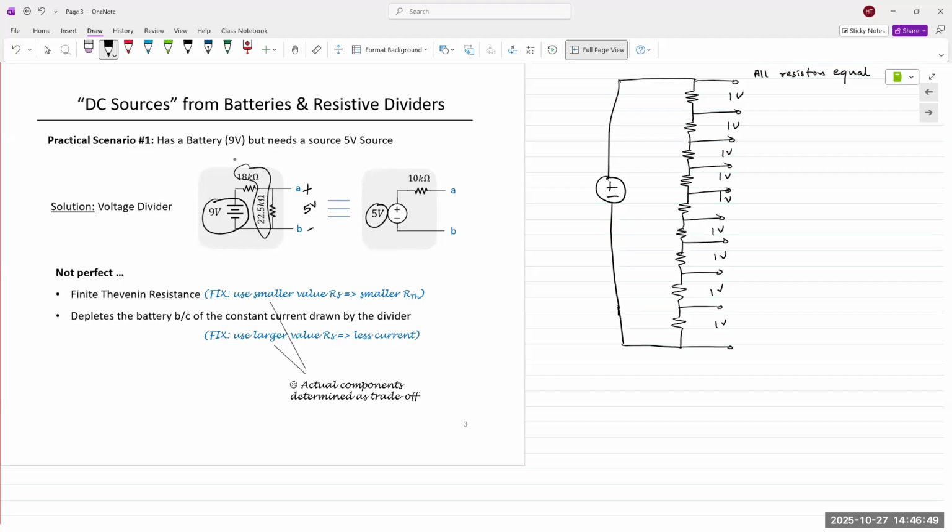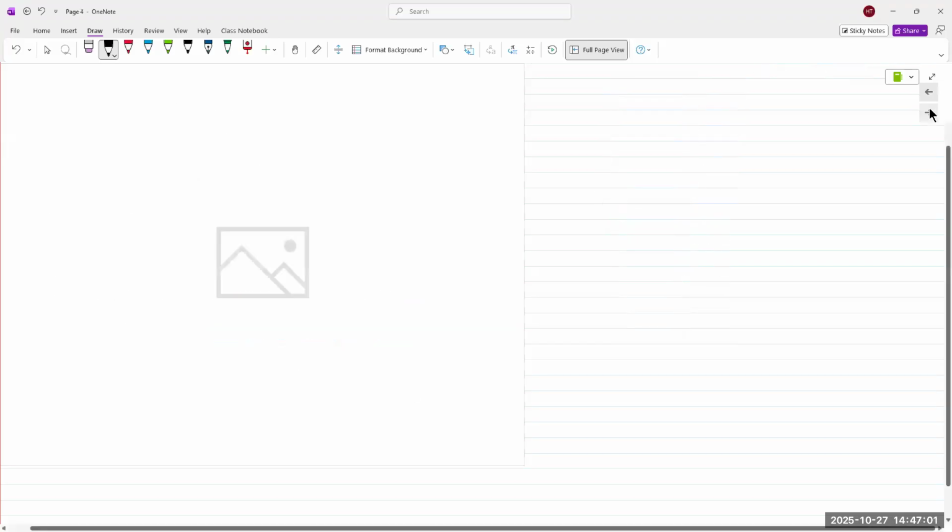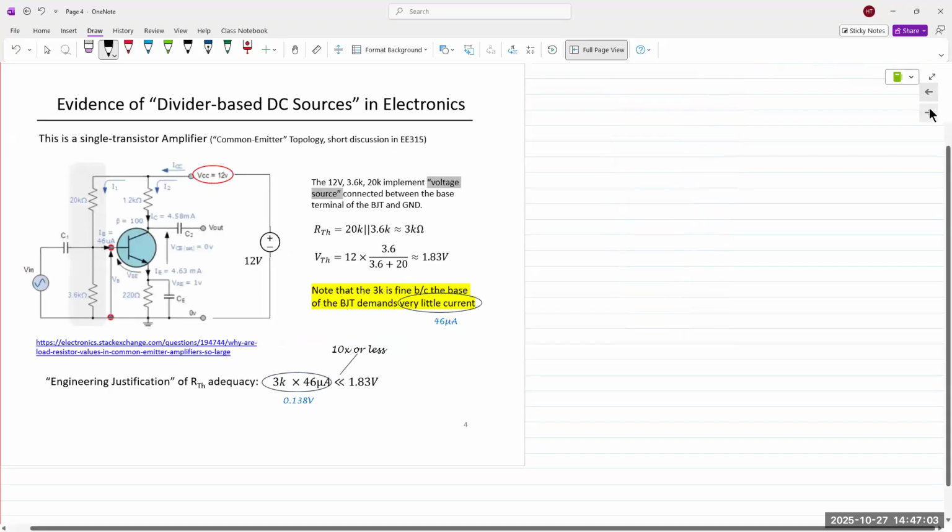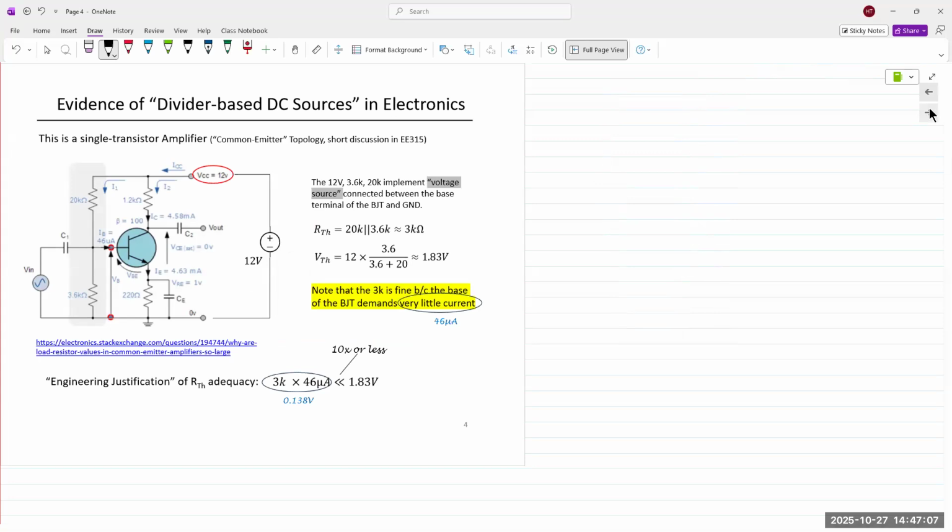All right, and of course we spoke about the Thevenin resistance already. This was the same example as the previous one. Okay. All right. Other places where they are far more common is in creating biasing circuits for electronic devices.